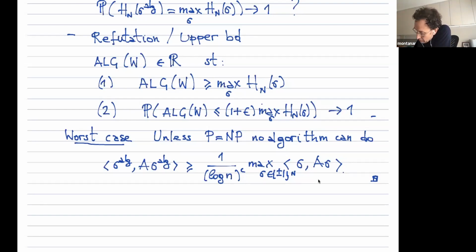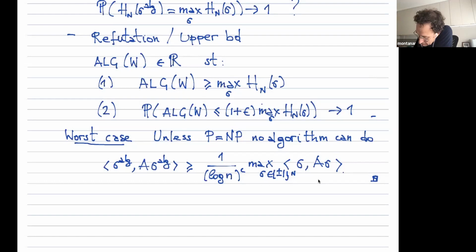Okay, so now another piece of background that is important, and again, some of you might know this well already, is about the typical value of the maximum, and this is given by Parisi's formula. So let me write down the formula because this plays a role in what follows.